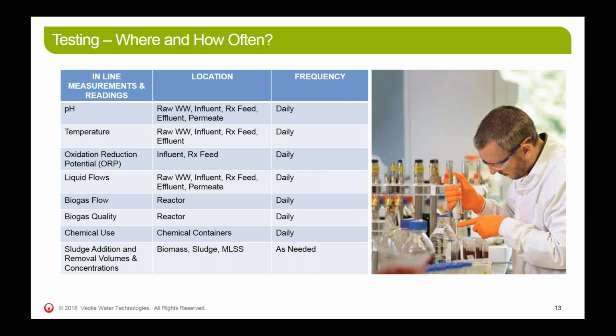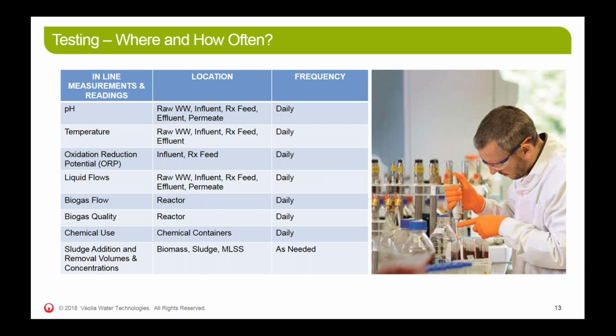So let's look to see where and how often we do testing. Let's start with the inline measurements. The pH and the temperature are measured inline on the raw wastewater, the influent, the reactor feed, the effluent, and or permeate. And that's done daily. So they're inline, they're measuring all the time.